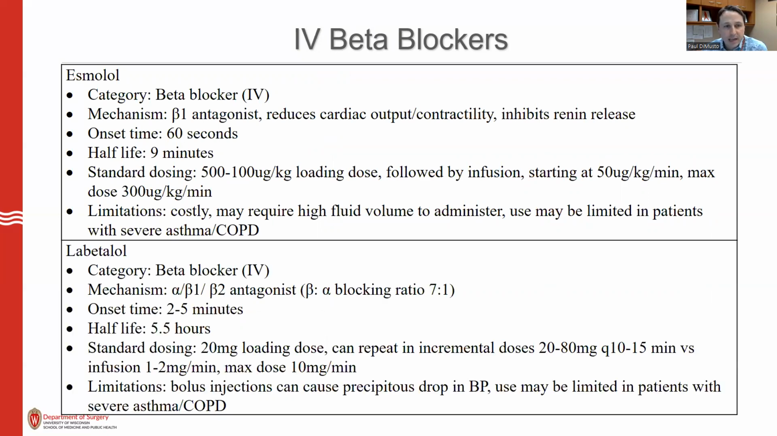Labetalol is another choice that has alpha, beta 1, and beta 2 antagonists with much more beta blockade than alpha blockade. This has a relatively quick onset, but a much longer half-life. When we usually give labetalol, we're giving it in bolus dosing. However, in the infusion setting, it can also be used and work well in dissections. This can lead to lower costs and lower overall infusion volume. Just like with any beta blockers, in patients with severe asthma or COPD, these may be contraindicated. However, those patients are fairly few and far between.